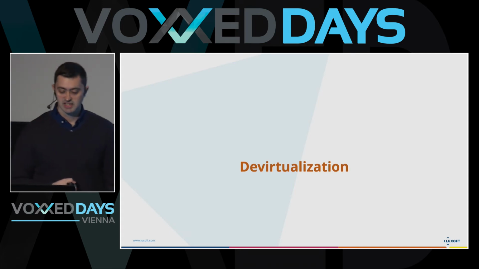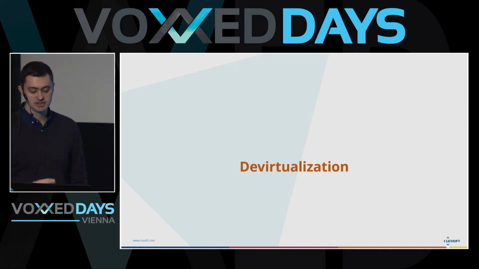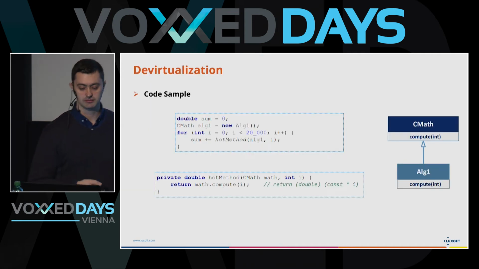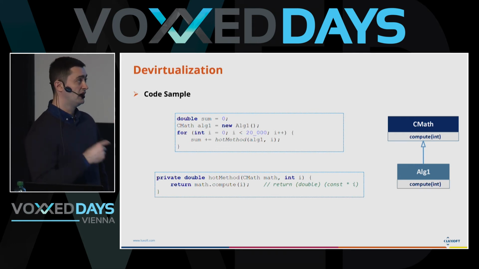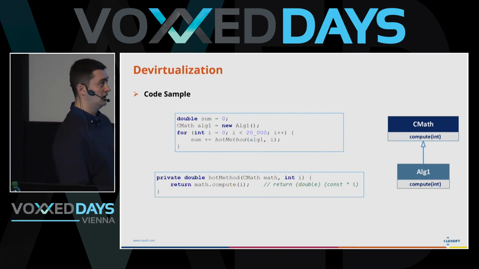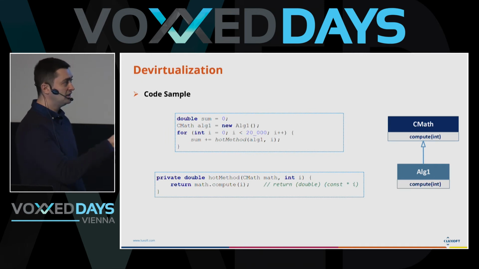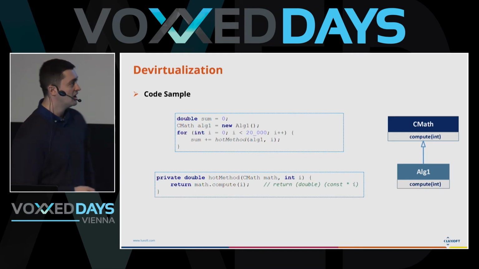Another kind of optimization is called devirtualization. What's devirtualization? It's mainly a technique to turn polymorphic calls into direct calls. For example, on the right side, we have a parent class called cmat, which has a method compute that receives an int, and it is extended by elg1. This elg1 is the first implementation. It's mainly an extension of this parent class.